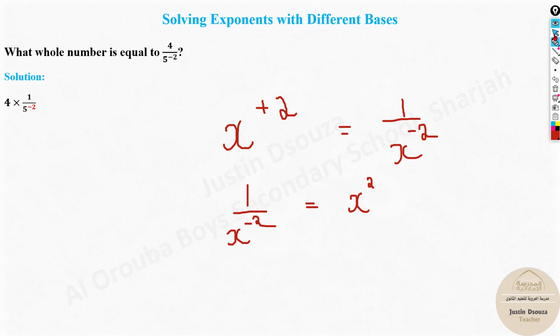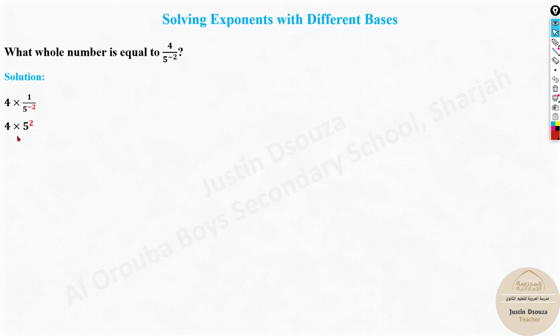So same thing we are going to do over here for 5. Instead of writing it in the denominator, we write it in the numerator and the power changes to positive 2. Now it looks pretty simple, isn't it? 5 to the power 2 is 25 and multiply 25 times 4. It will become 100. 25 times 4 is 100. So that is your answer. This is the whole number.